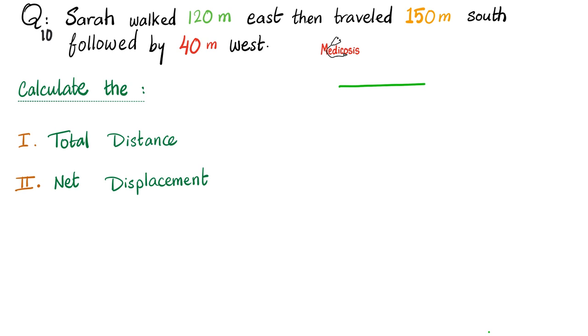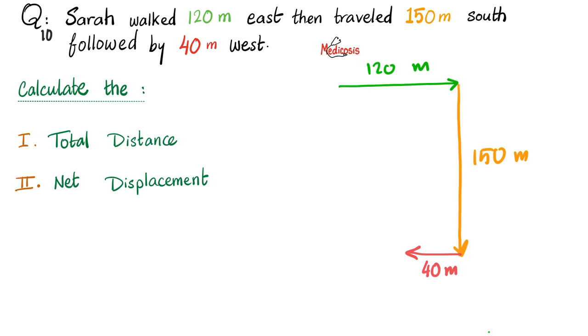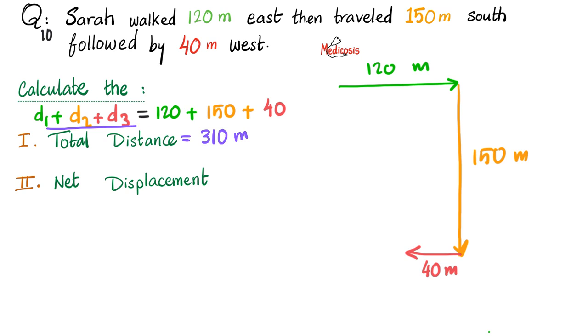So 120 meters east like this, followed by 150 meters south like this. And then we have 40 meters west like this. Nice. Then what? I want the total distance and the net displacement. Total distance is easy. It is d1 plus d2 plus d3. 120 meters plus 150 meters plus 40 meters for a total of 310 meters, and this is my total distance.